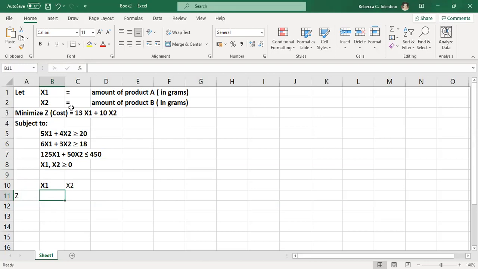The Z, meaning we are looking at the objective function. So what I will enter here are the numerical coefficients of our x1 and our x2. So this is going to be 15, and this is 10 for x2.